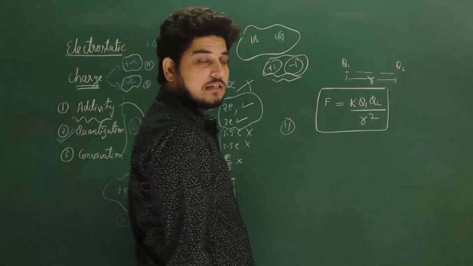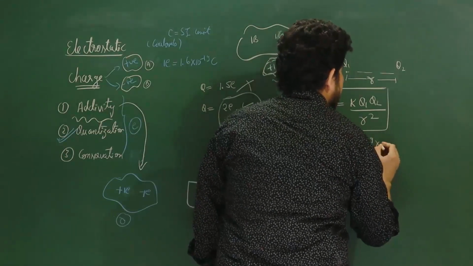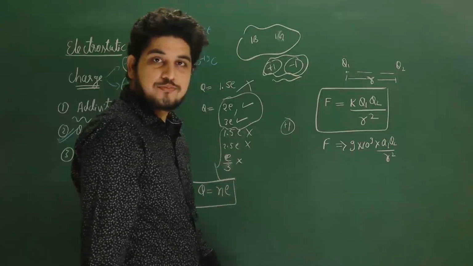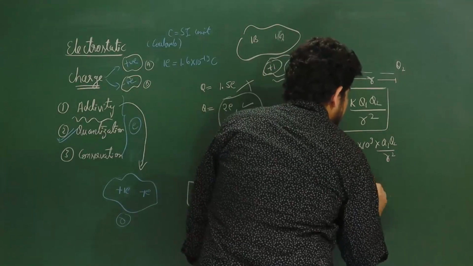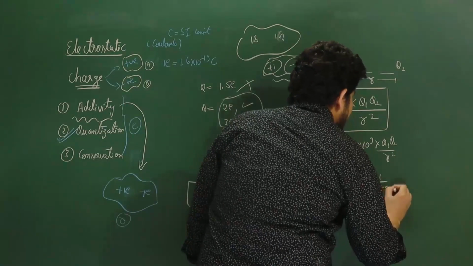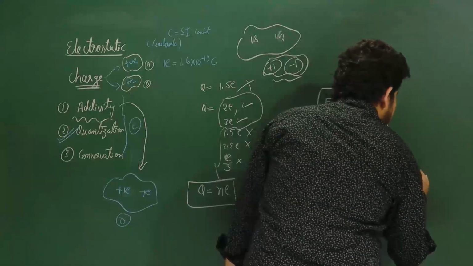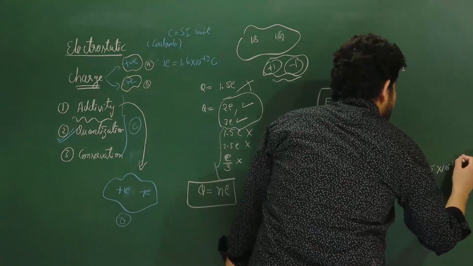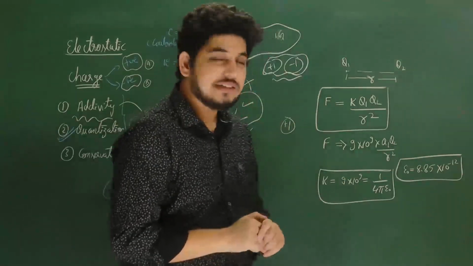Q1 and Q2 are the values of the charges and k is equal to 10 to the power 9. The force is k Q1 Q2 by r square, and k can also be written as 1 upon 4 pi epsilon naught. Getting my point? Where epsilon naught is the permittivity of free space and its value is 8.85 into 10 to the power minus 12 in SI units. So these are the properties of Coulomb's law, and remember 2 to 3 properties.